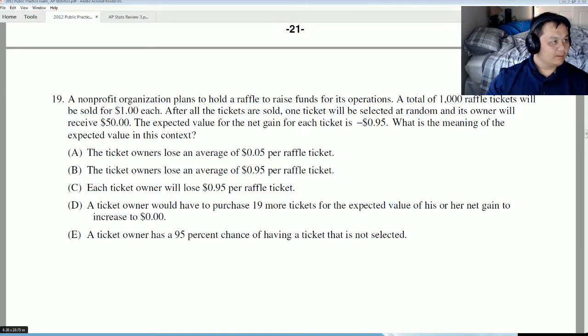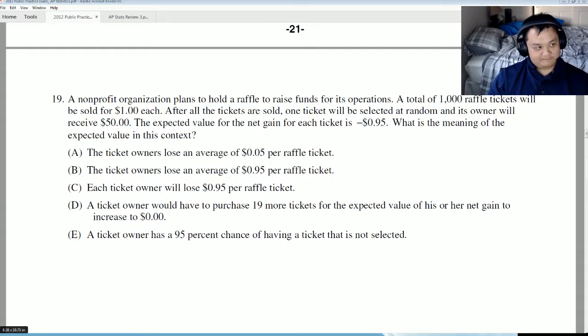What are you thinking? Okay. I think it's A. Why do you think it's A? Because if the organization only sold one ticket, then the owner will win 50. No, but they gave you the expected value already. The expected value for the net gain is negative 0.95. Oh, they gave you the expected value already.